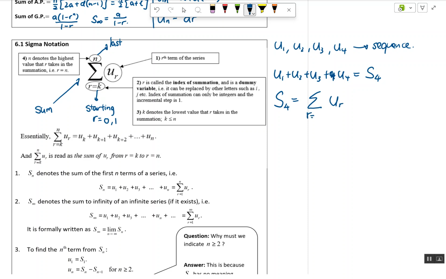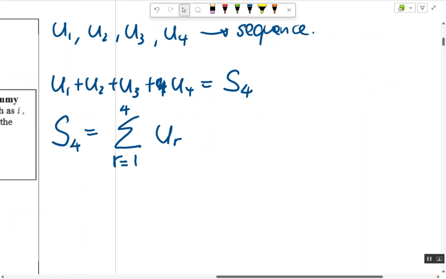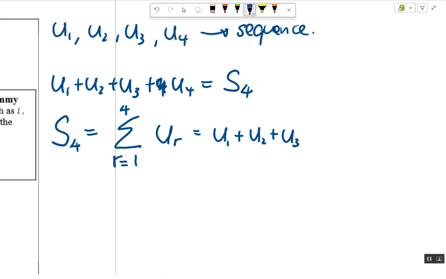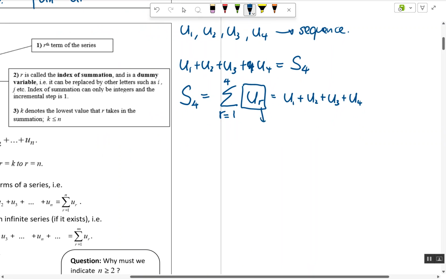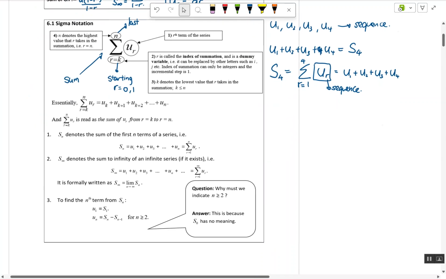The first is U1, right? So I say r equals 1. It starts with U1 and ends with 4. So this summation sign with r equals 1 to 4 means that I start at U1, plus, summation means add, plus U2 plus U3 plus U4. It has the same meaning as S4. So this is how we use summation. Over here, it's always the sequence, because a series is a sum of sequences.